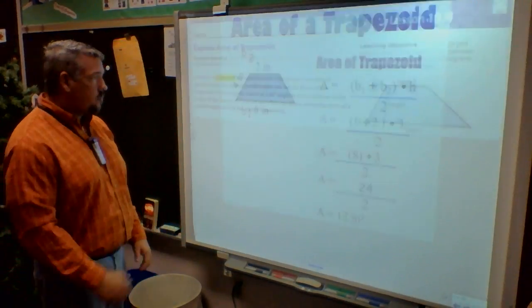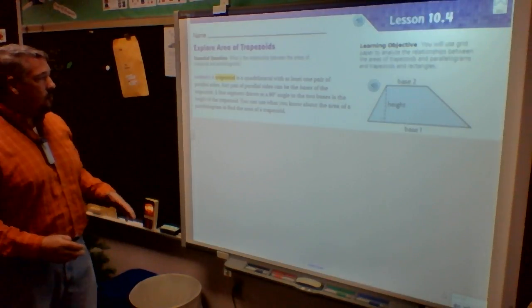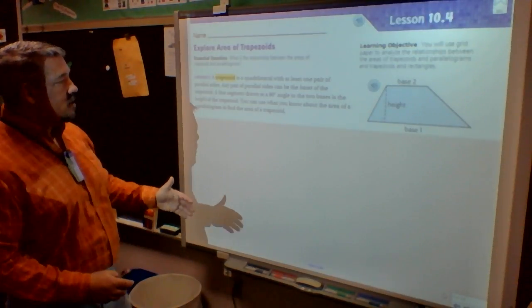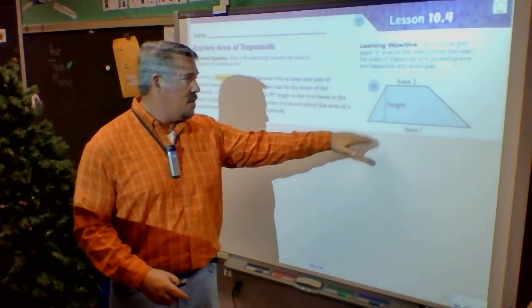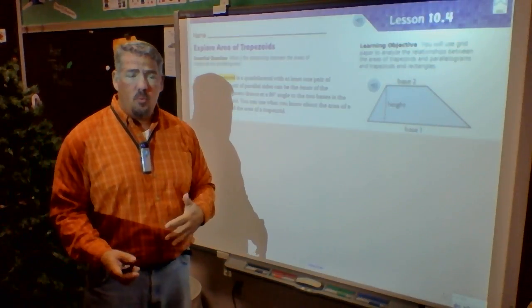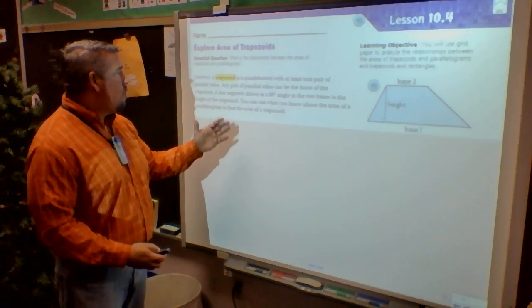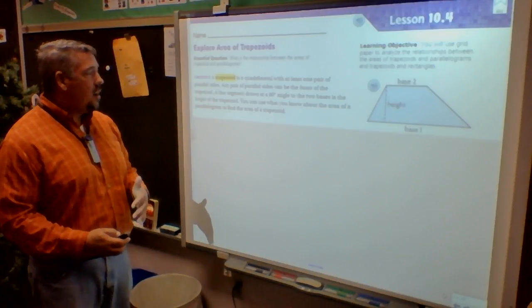wrong. So when I look at what it's talking about, one of the trapezoids, it explains that the right angle is going to be drawn and that that's 90 degrees, that I have a base 1 and I have a base 2, and how a basic trapezoid is set up.